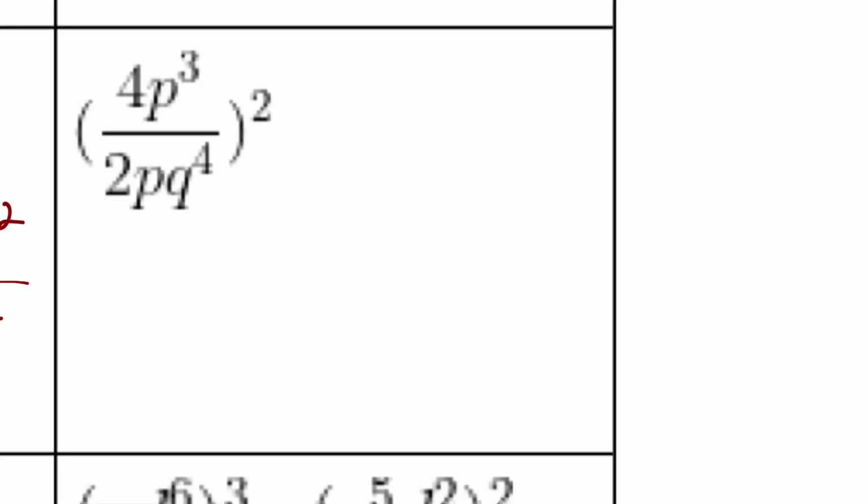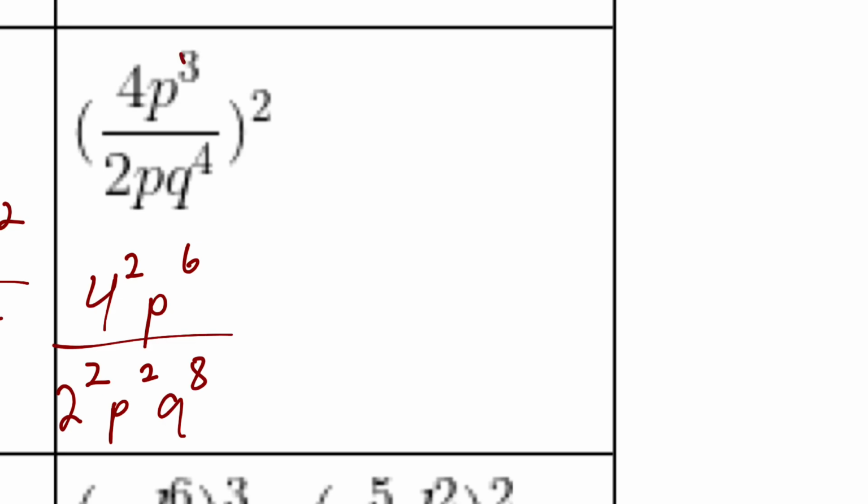I'm going to distribute the 2 to everything. So I have 4 squared p to the 6th, 2 squared p squared q to the 8th. Notice it was different when there was an exponent. I had to multiply, but otherwise I'm just distributing.